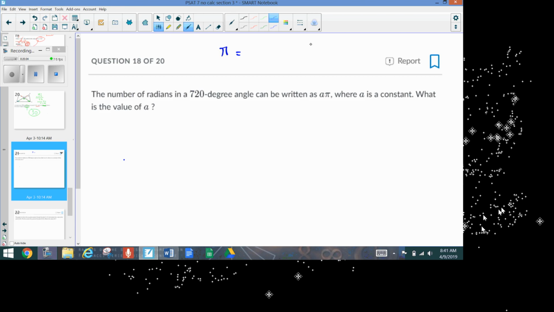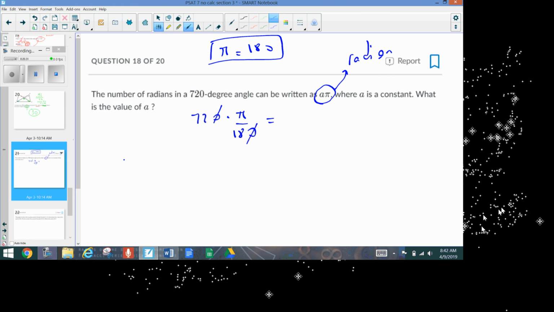This is about trigonometry. We're going to assume that pi is 180. It's saying that a 720-degree angle should be written in radians. If there is a pi, that means it's radians. So how to convert? In order to convert degree to radian, we have this formula. Just multiply by pi over 180. When you simplify that, it's 4 pi. A pi. So what is a?